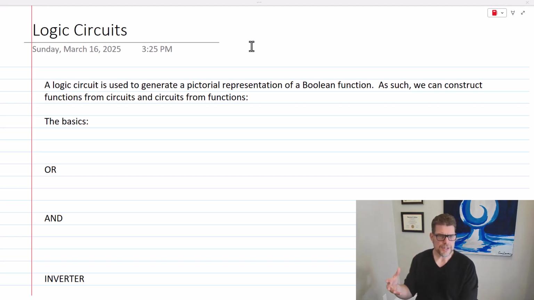So a logic circuit is used to generate a pictorial representation of a Boolean function, or basically a graph of a Boolean function. As such, we're going to construct functions from circuits and circuits from functions. We're oftentimes going to be able to evaluate values for functions utilizing circuits. And some people actually find it a lot easier to use circuits in order to evaluate functions.